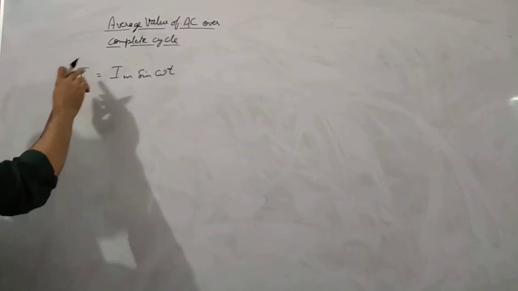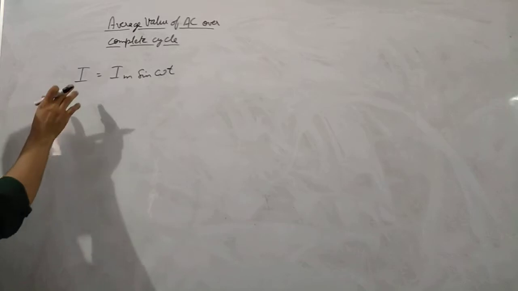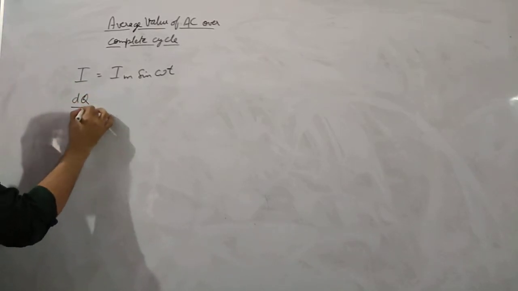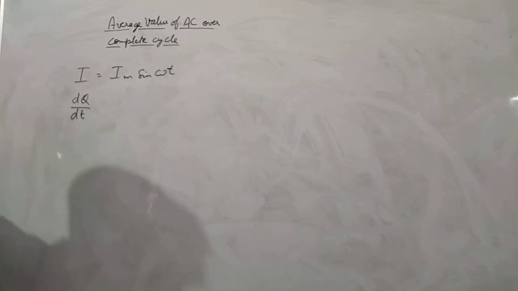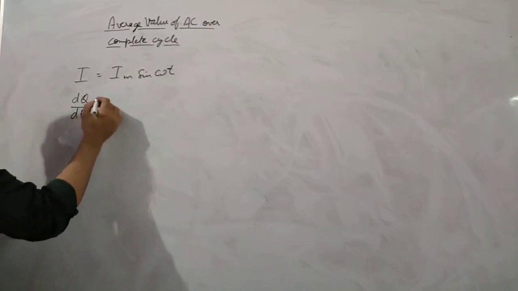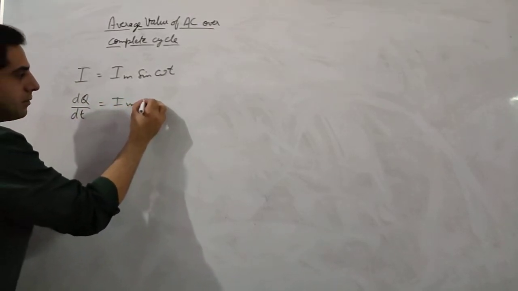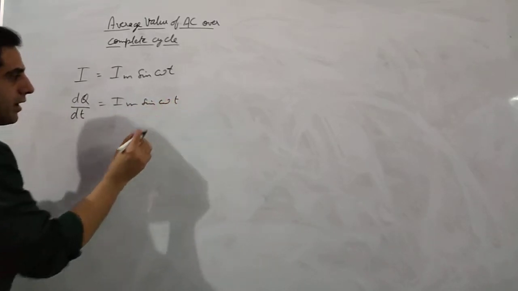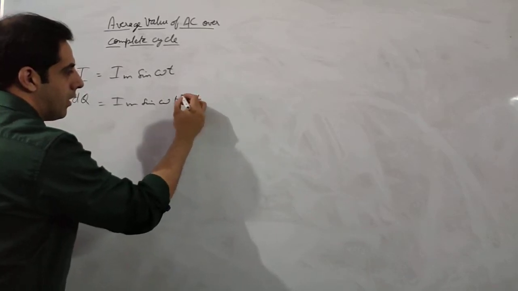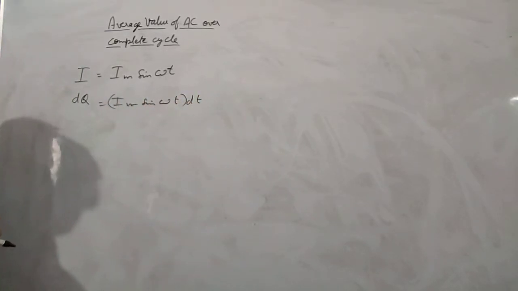Suppose we want to find the average value over one complete cycle. Let us say that I is equal to dq by dt, where q is charge. We know that the current is the rate of flow of charge, so I will be equal to dq by dt. So dq by dt equals Im sin omega t. If we rearrange, then this dt can be taken here, and this is what we get.